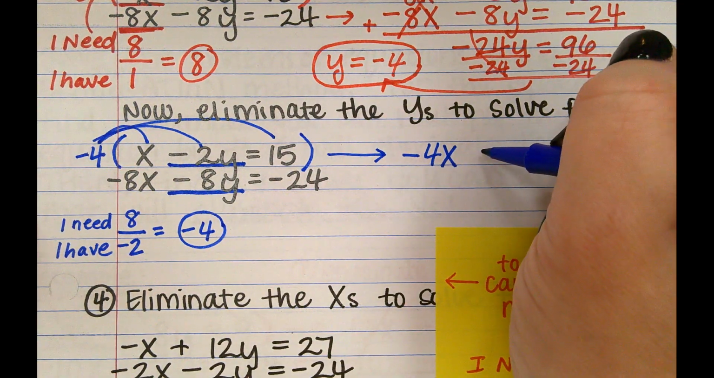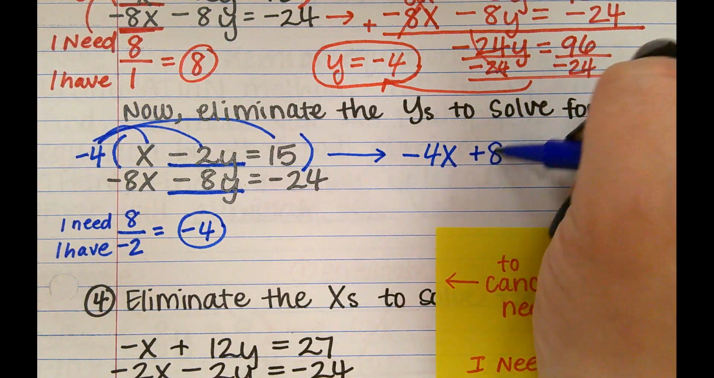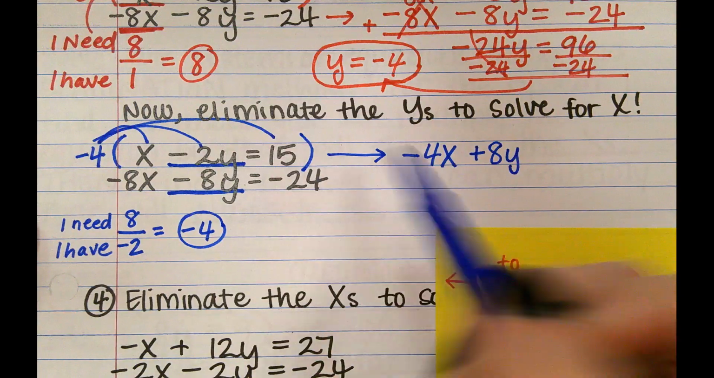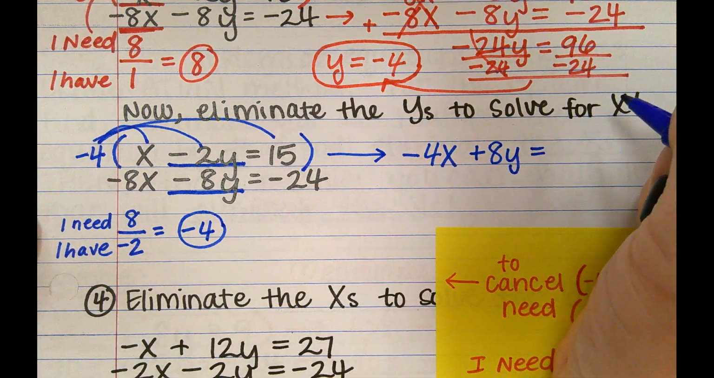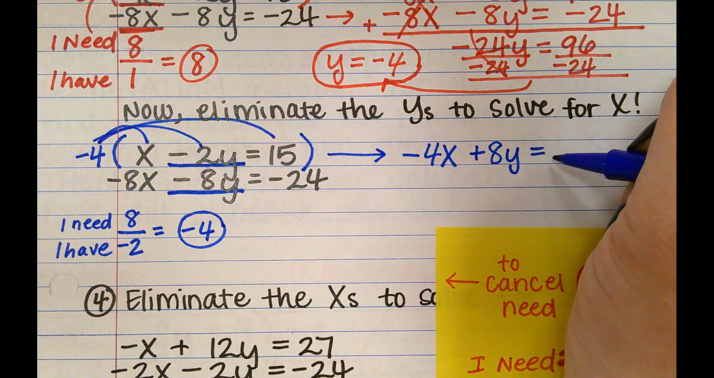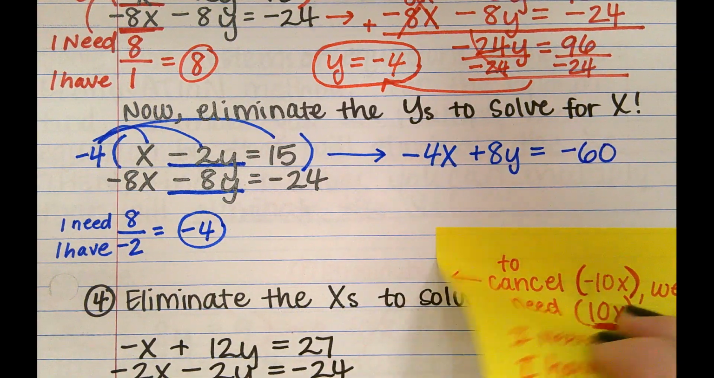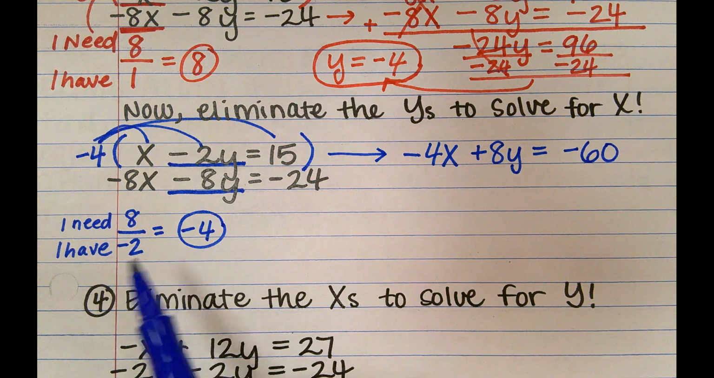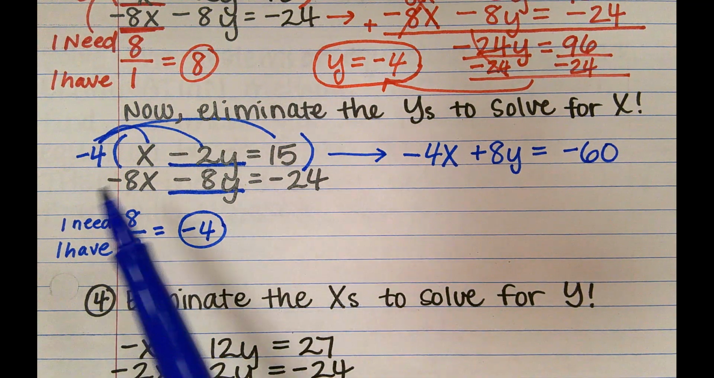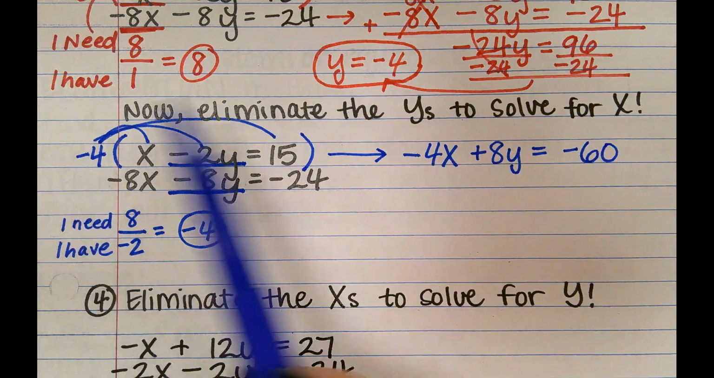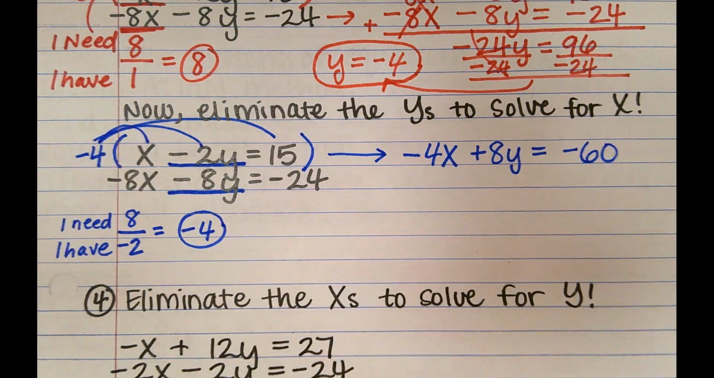Positive 8y equals -4 times 15. -60. Good. Okay, never mind. The -4 times -2, that's where we get the +8. Yes, that's where we got the +8.